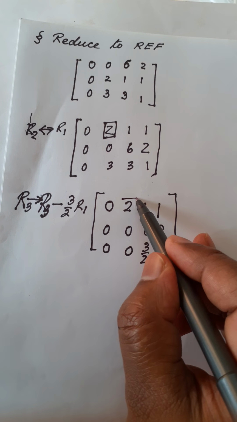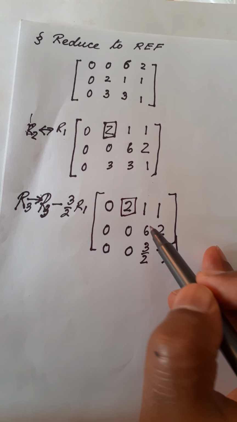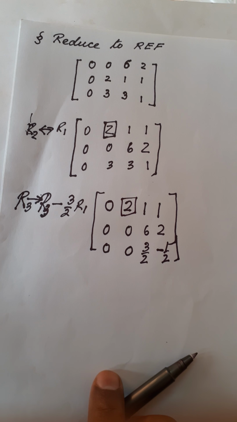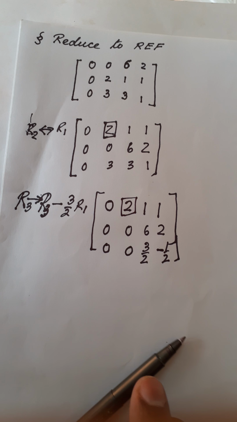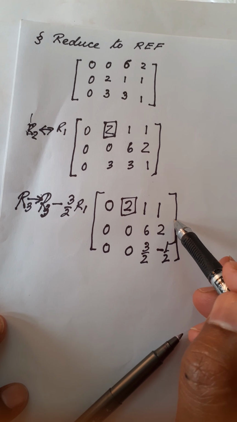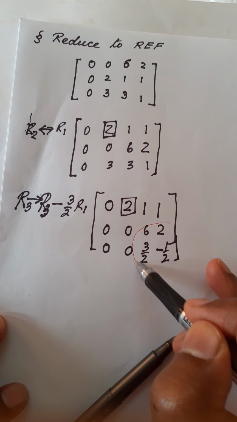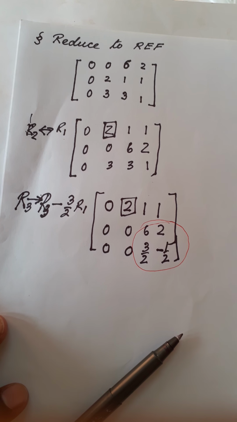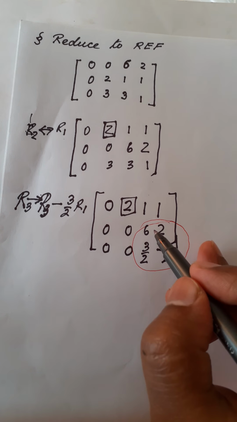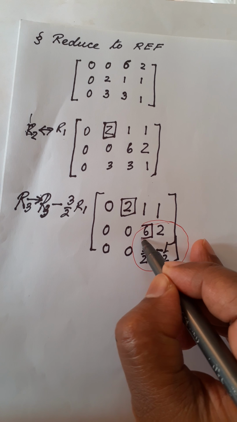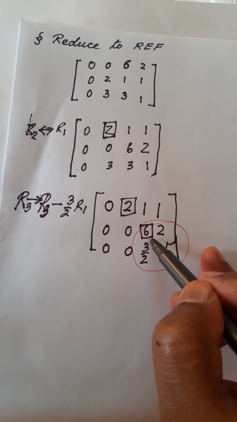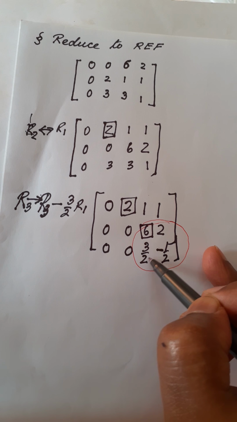Okay, so this is my first pivot. Now I have to concentrate on the pivot for this portion of the matrix. In this portion, the next pivot will be this one, 6. Once you have decided this pivot, you have to reduce this entry to 0.